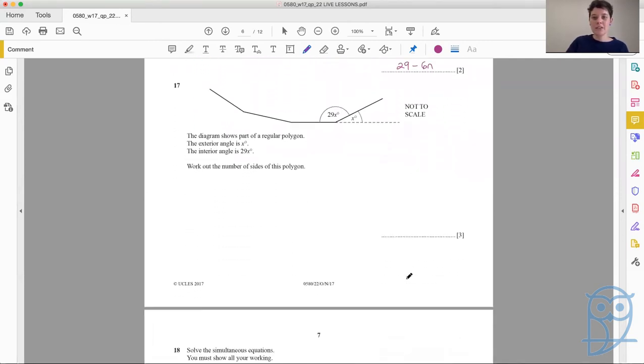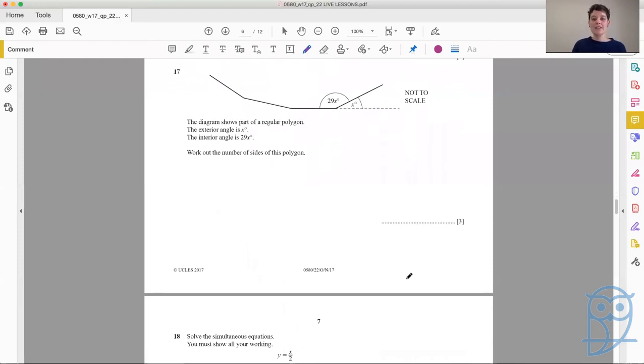So question 17. This now takes us to geometry. Angle work. Right, brilliant, fantastic. So, the diagram shows part of a regular polygon. The exterior angle is x. The interior angle is 29x. Work out the number of sides.